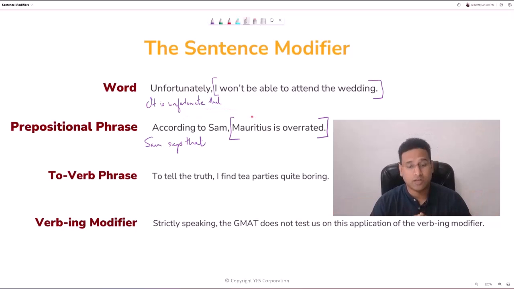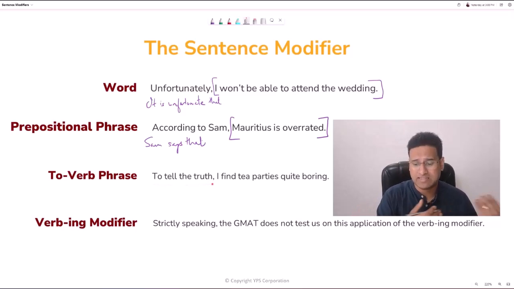Now, let's go to the third one. Even a to-verb phrase can be used as a sentence modifier. Let's take a look. To tell the truth, I find tea parties quite boring. To tell the truth. Now, we understand to-verb phrases as phrases that tell us the intent of the verb, especially if they're placed at the start.